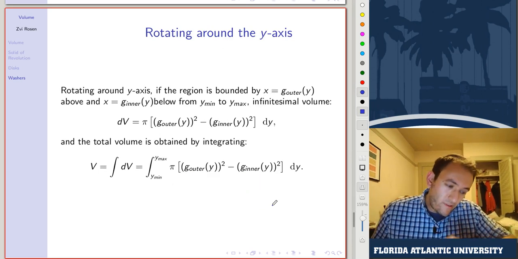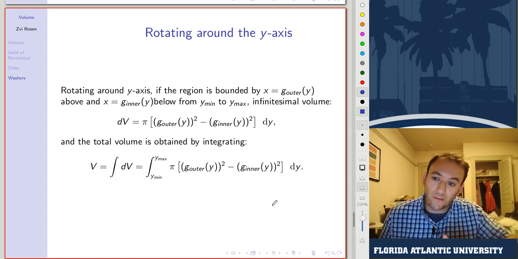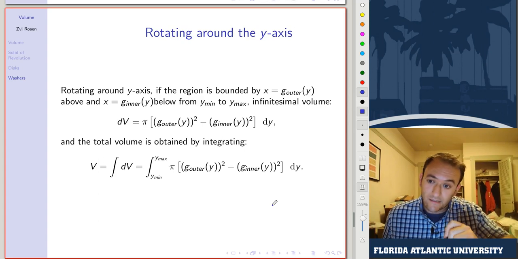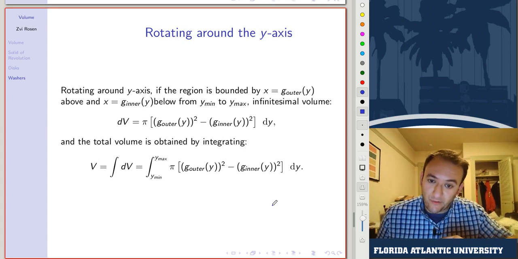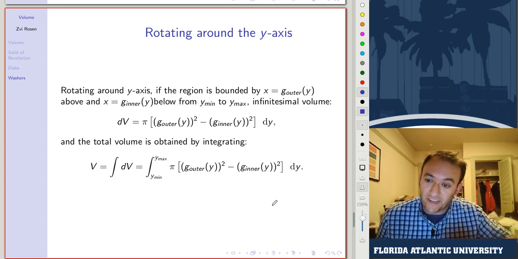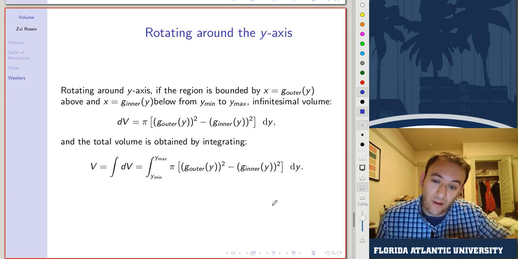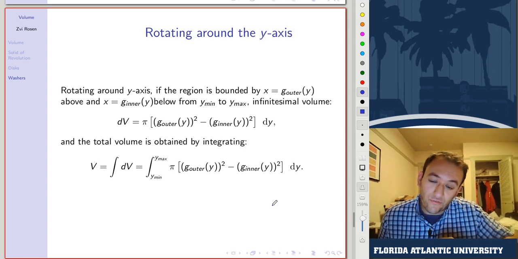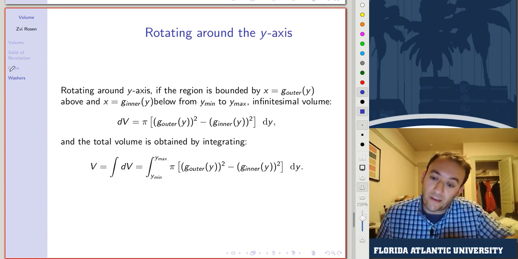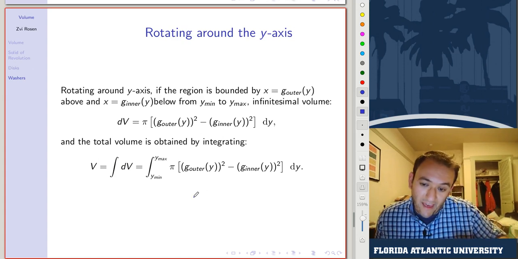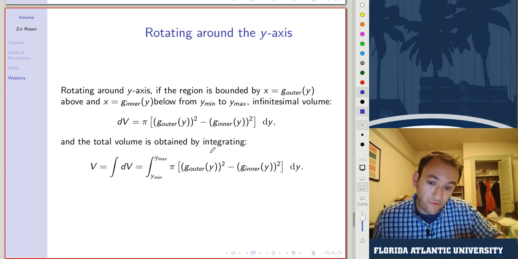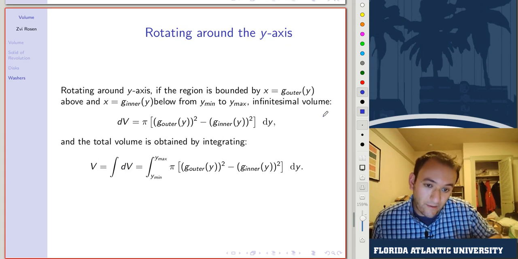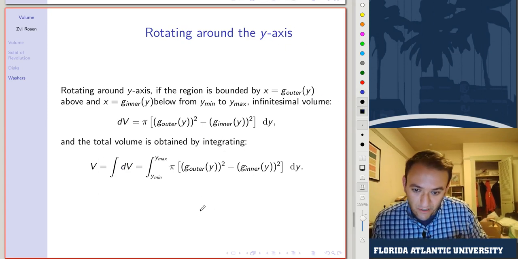And just as we did with the disk version, with washers, we also have a special formula for rotating around the y-axis. If the region is bounded by x equals g outer above and x equals g inner below, from y min to y max, then the infinitesimal volume is given by the formula below, and the total volume will be given by integrating from y min to y max of pi times g outer squared minus g inner squared dy. Okay, and just to give a picture of that.